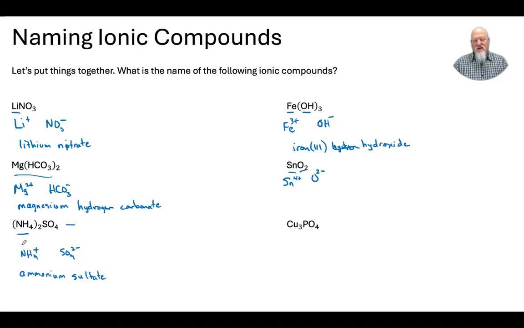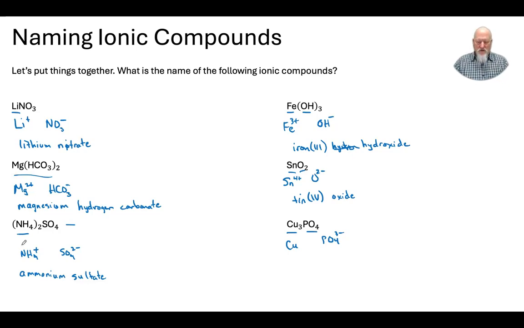So because tin has 2 stable ions, we have to make sure we put the charge in parentheses. Tin(IV) oxide. Okay. And the last one, we have our copper and PO4. The PO4 ion has a 3- charge. You'll memorize that and know that. That's phosphate. And the Cu, copper, has 2 stable ions, a 1+ ion and a 2+ ion.